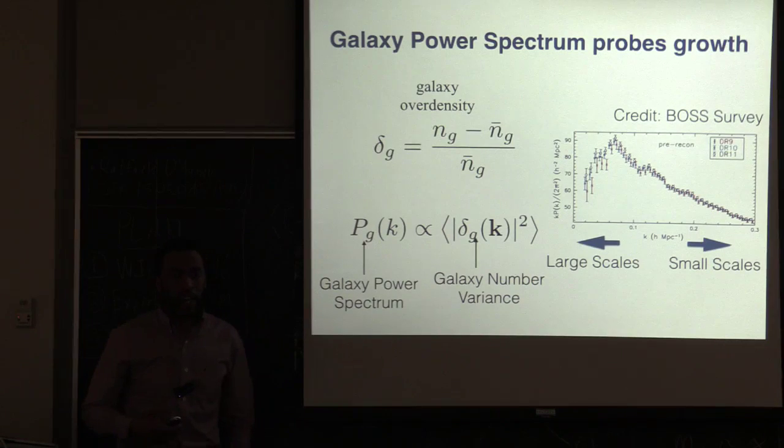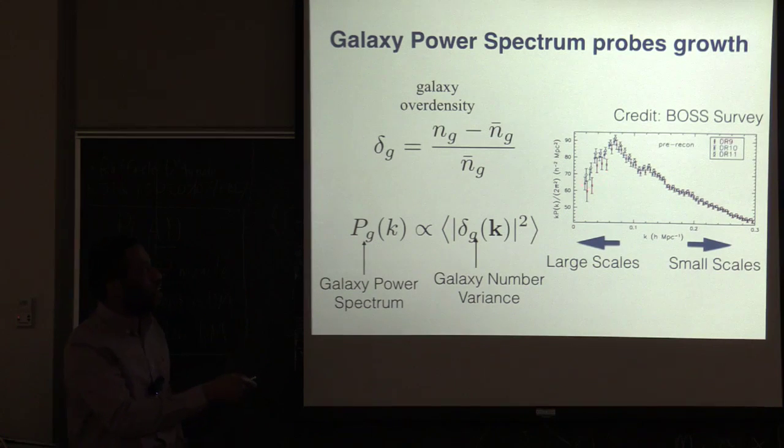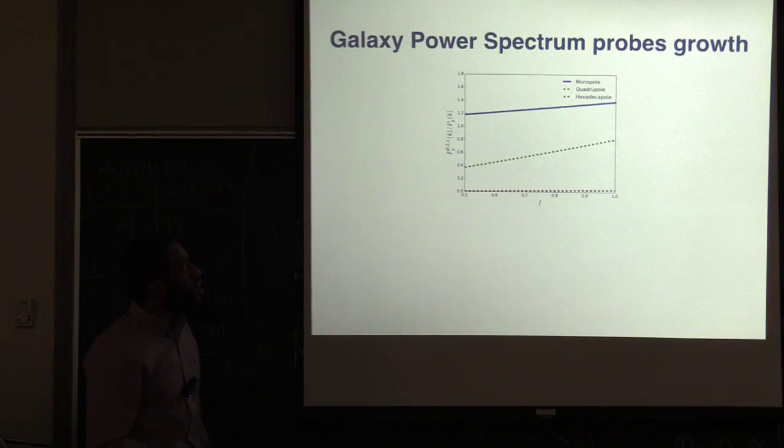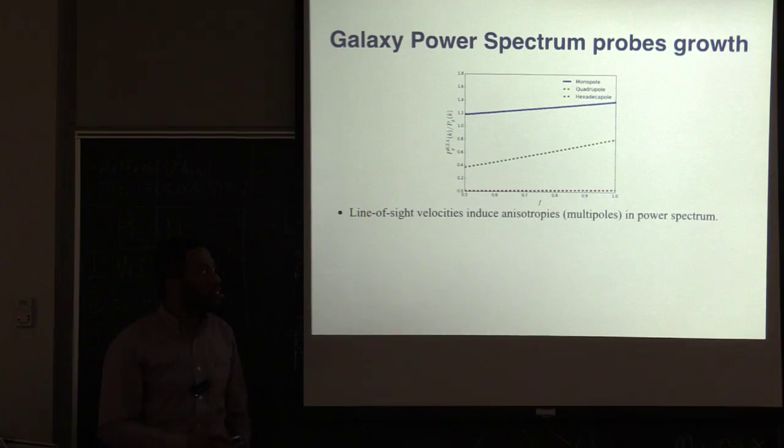And so notice that this is an isotropic measure in the sense that it only depends on the wave number of the fluctuations. It only depends on the size of the scales that are being probed. However, this is not actually true in a complete sense, because you can actually have an anisotropic power spectrum due to line of sight velocity.